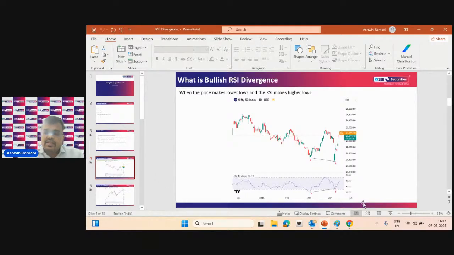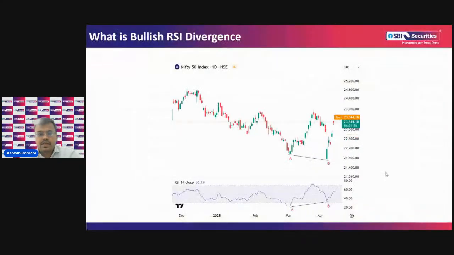Okay, can everyone see the chart on my screen? Now, this is the Nifty daily chart on my screen here. Now, the first concept that we are going to look at is the concept of a bullish divergence.